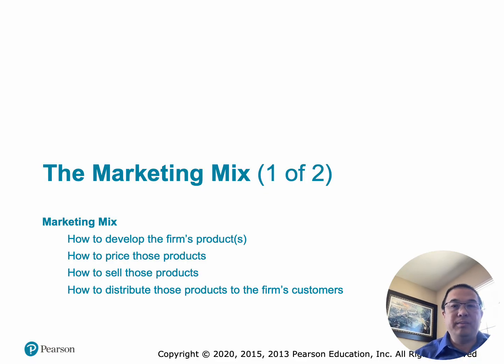This introduces the marketing mix, often called the 4 P's of marketing: product, price, promotion, and place. The marketing mix consists of the key decisions a company makes to satisfy customers and achieve business objectives. Number 1, how to develop the firm's product or products. This involves deciding what products to sell, product features, quality level, design, packaging, and branding.